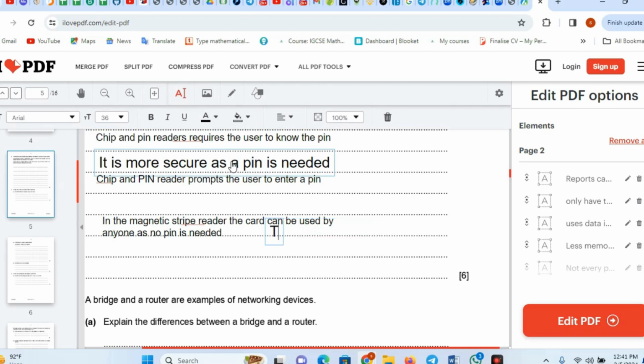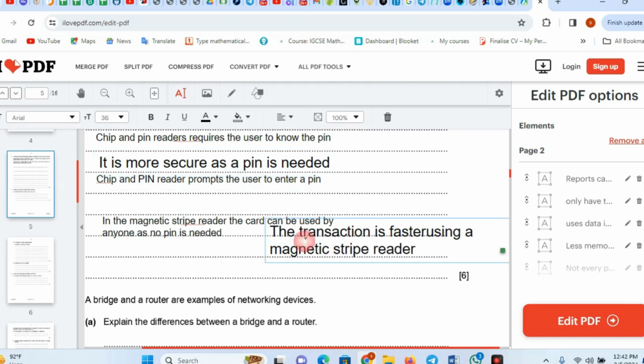Two, the transaction is faster using a magnetic stripe reader. The transaction is faster than the chip and pin reader.